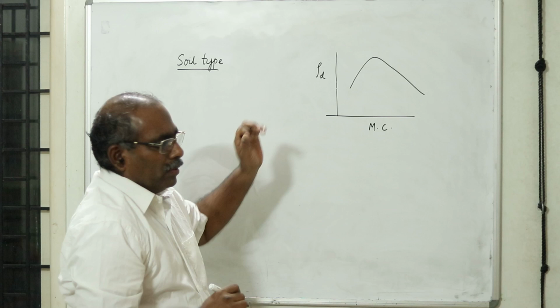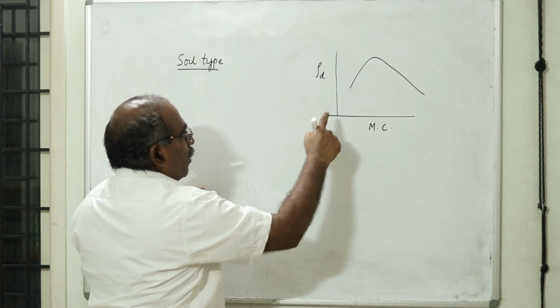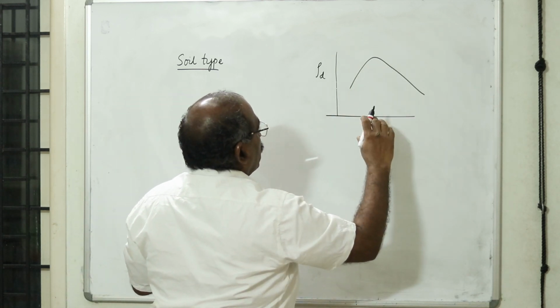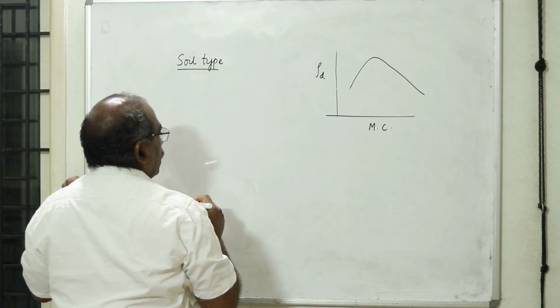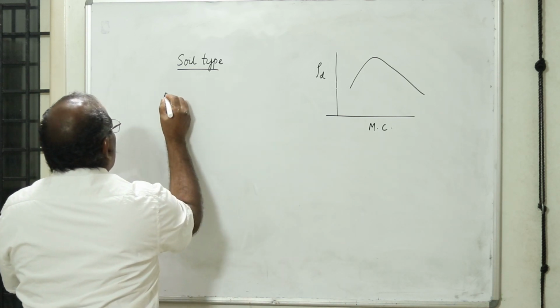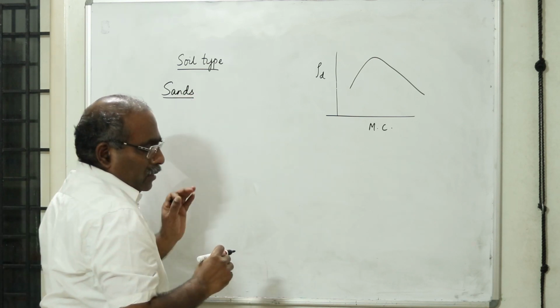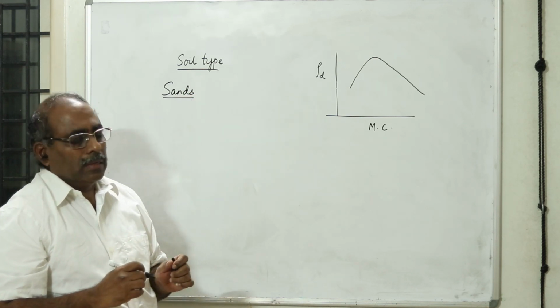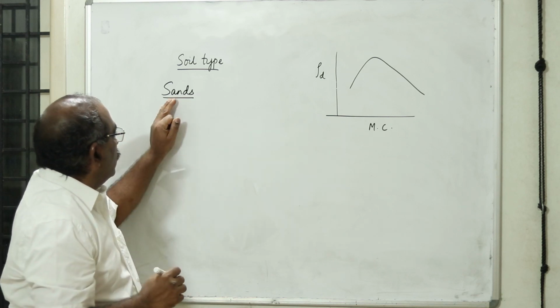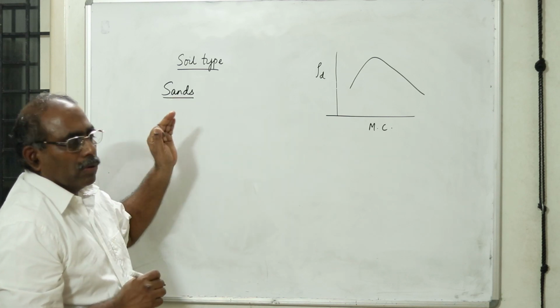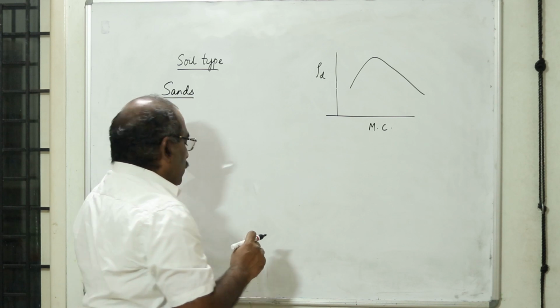Now we have seen how the shape varies. Will you have a similar V shape with a change in the type of soil? Let us try to discuss sands, sandy soils, for example, a beach sand. Now, if you try to look into how sand will look with the compaction curve for a sand.